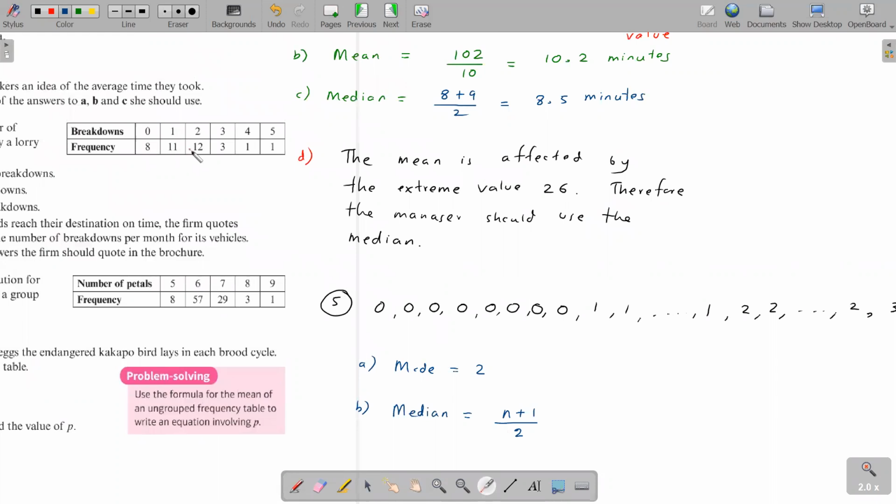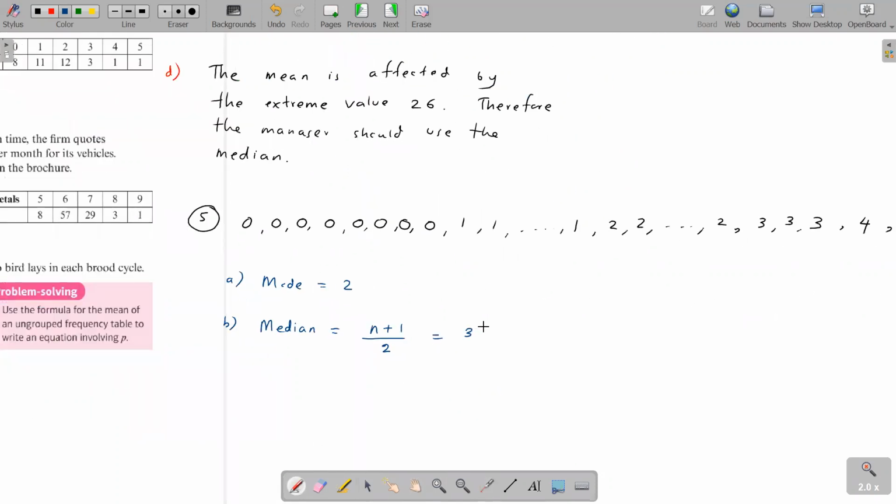So add 8 plus 11 plus 12 plus 3 plus 1 plus 1. How much is it? 36. So there are 36 data points, and you add 1, divide by 2. What is the answer? 18.5. So 18.5 means your median is where? In the middle of the 18th term and 19th term. So you have to find the 18th term and the 19th term and divide by 2, because the median is in between the 18th and the 19th term.